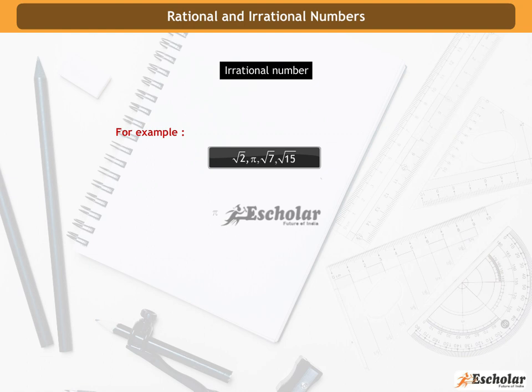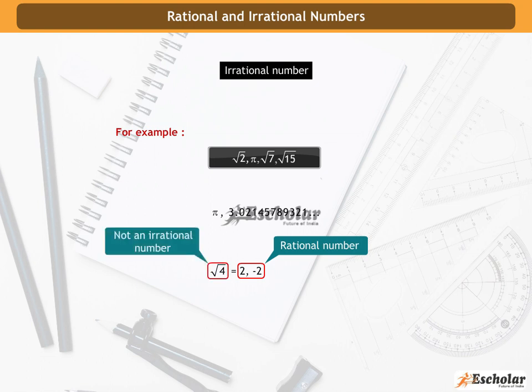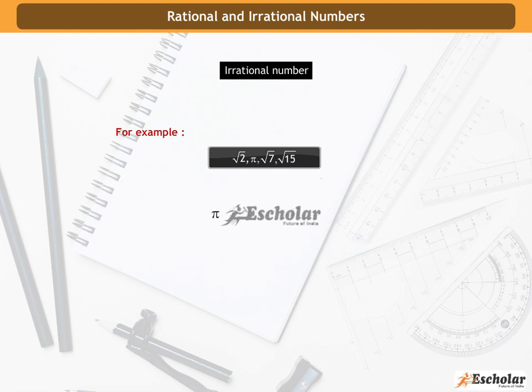Look at the example. Pi, or 3.02145789321 and so on, is an irrational number, and root 4 is equal to 2 or minus 2. So it is a rational number, or root 4 is not an irrational number. All perfect roots are rational numbers. Pi is an irrational number, but if we write pi is equal to 22 by 7 approximately, it is a rational number. But actually pi is an irrational number.